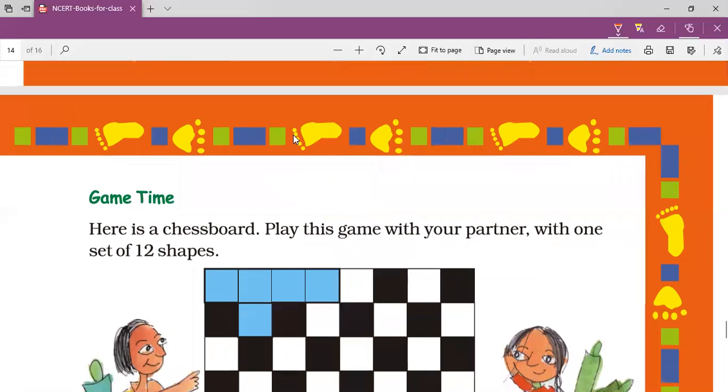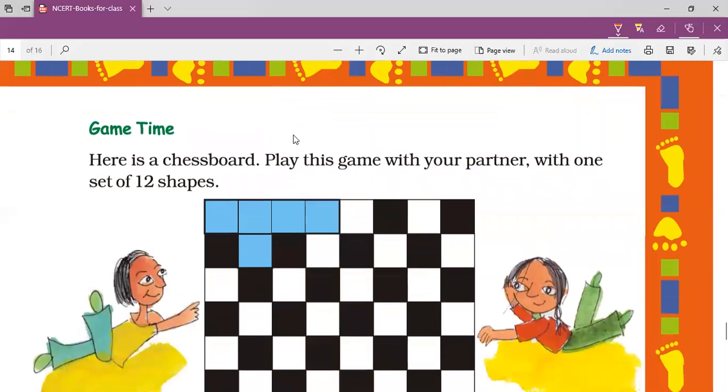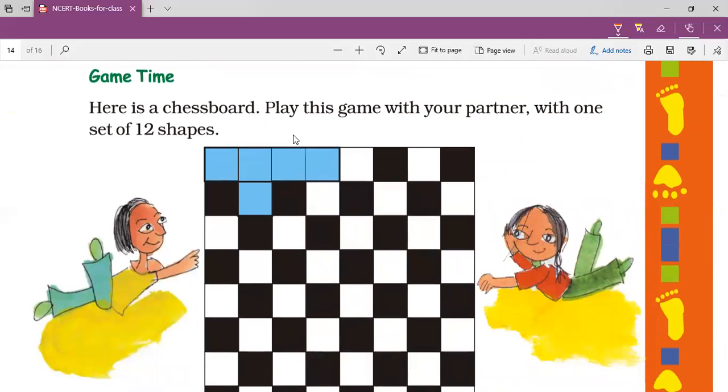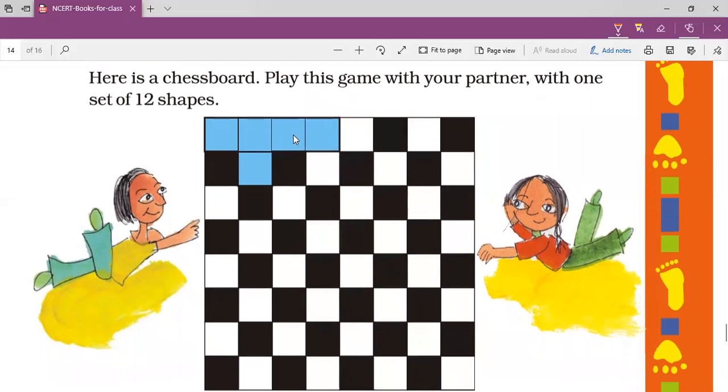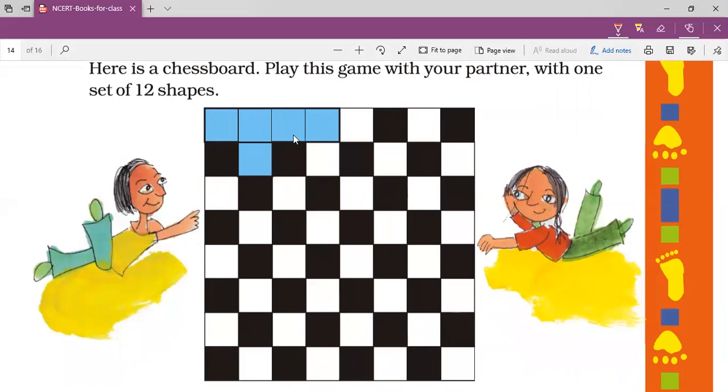Game time. Here is a chessboard. All of you know the chessboard where we play chess. If you have a chessboard, bring that chessboard at your home and play this game with your partner with one set of 12 shapes. So what you have to do, take a chessboard, call your partners or your friends or sisters with you. Take all those 12 shapes.